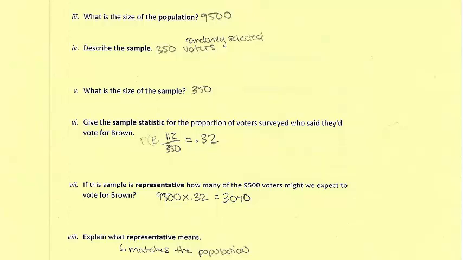Okay. What does representative mean? It matches the population. Yeah. No, it's not describing how you took the sample. It's who the sample is. So it's not describing the sampling method. It's just describing who's in your sample. Yep. But I see where you were going with that.